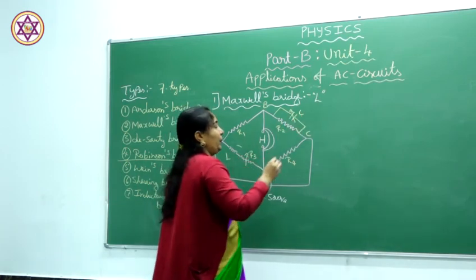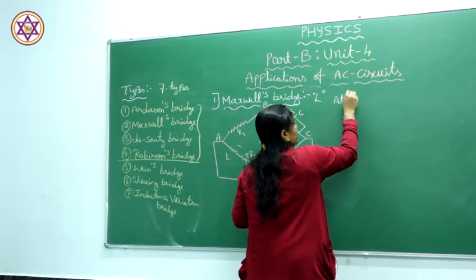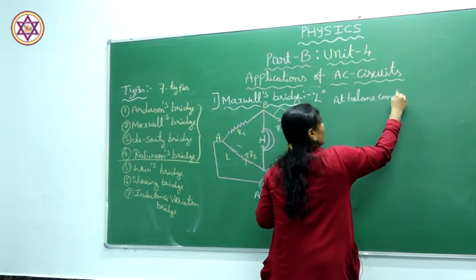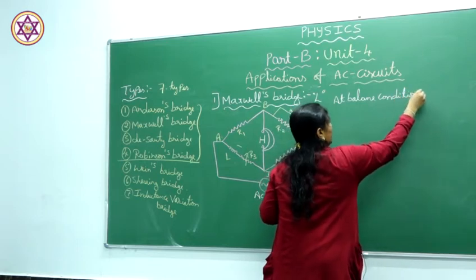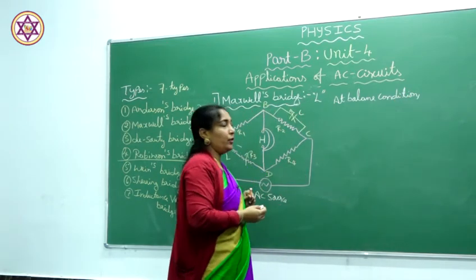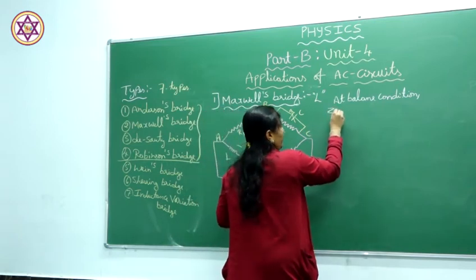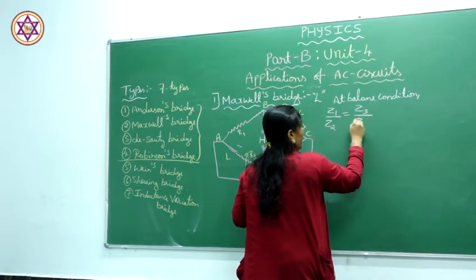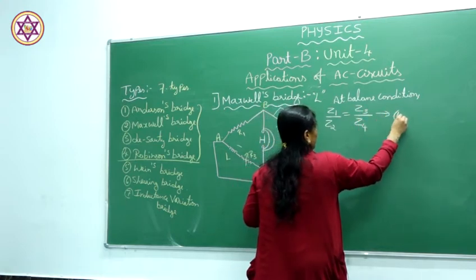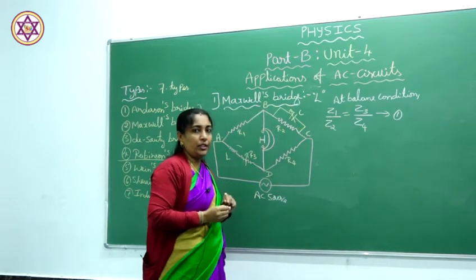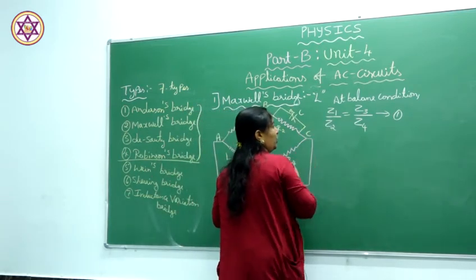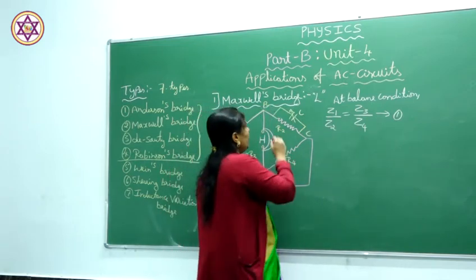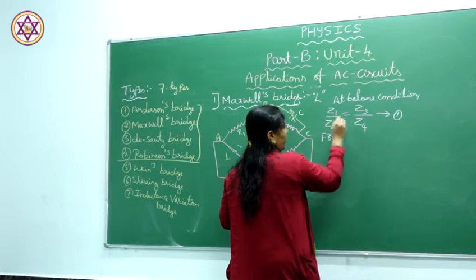We know that at balance condition, the general balance condition for an AC bridge is Z1 by Z2 equal to Z3 by Z4. This is equation number 1. What is the balance condition in an AC bridge? Z1 by Z2 should be equal to Z3 by Z4. This is equation 1, and it is for the general case.